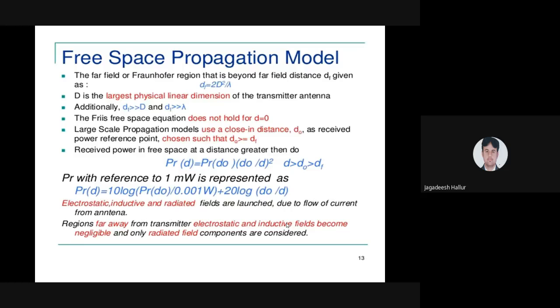And for calculating this, the total received power has to be given by PR of d equal to PR of d naught into d naught divided by d whole square. That is the received power in free space.